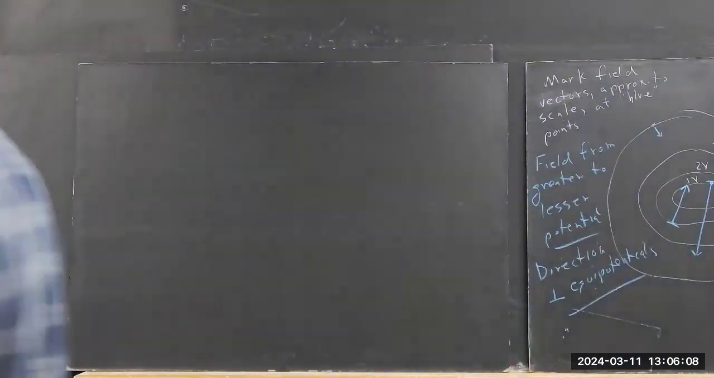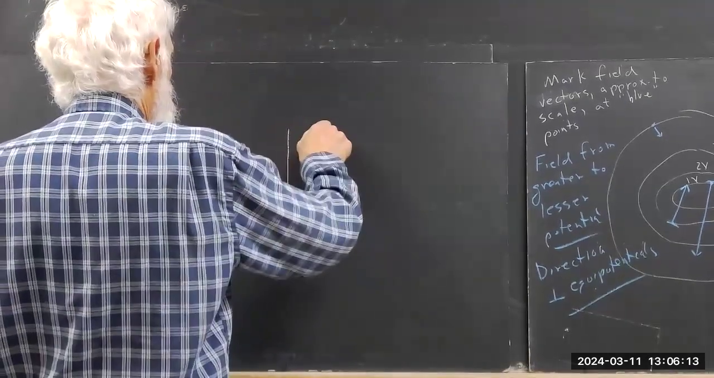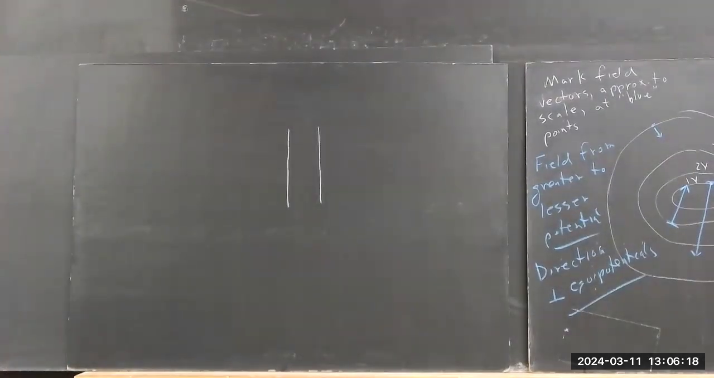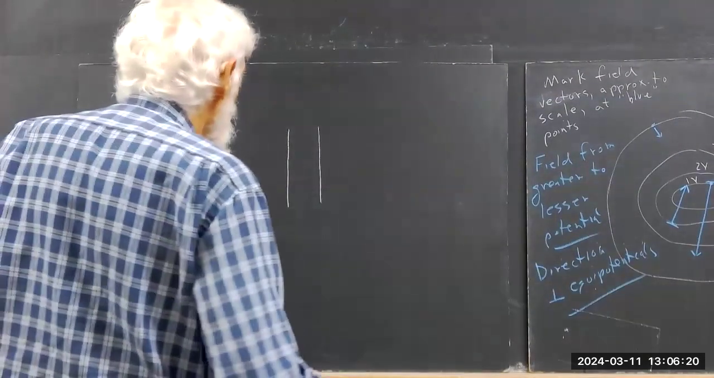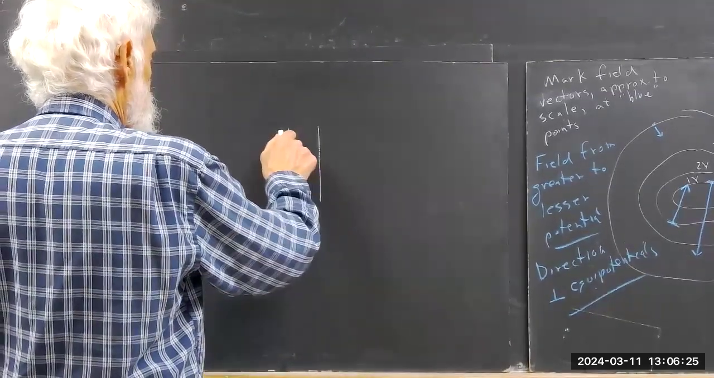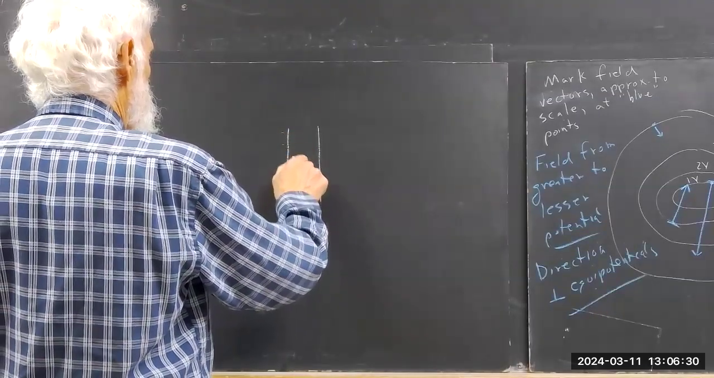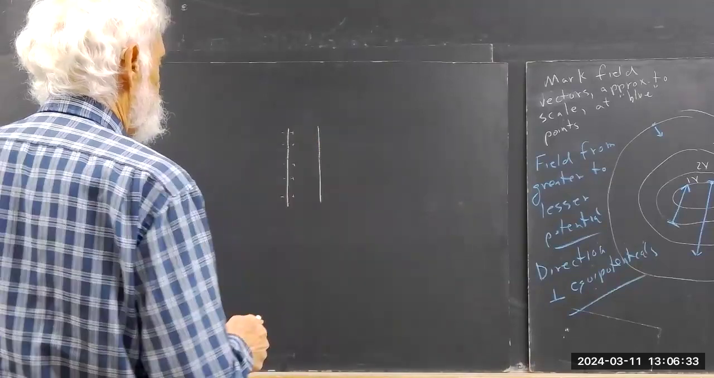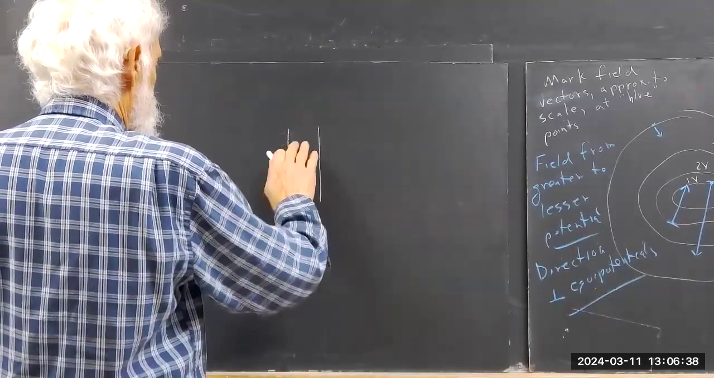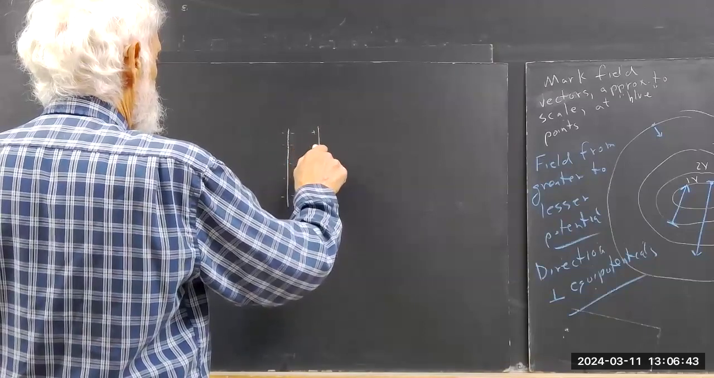So if these two lines represent an edge view of the plates, Gauss's law tells us that there's a field due to this one. Let's say this plate is negatively charged. And I put a positive charge on the other side, that goes on the other plate, that positive charge here.